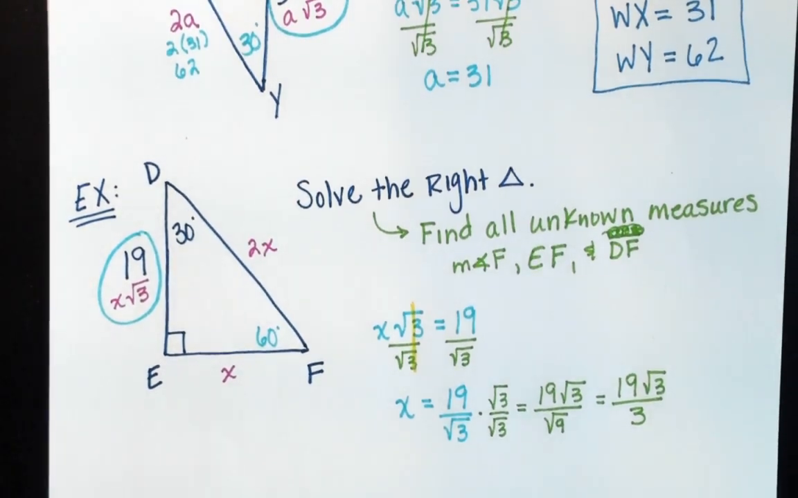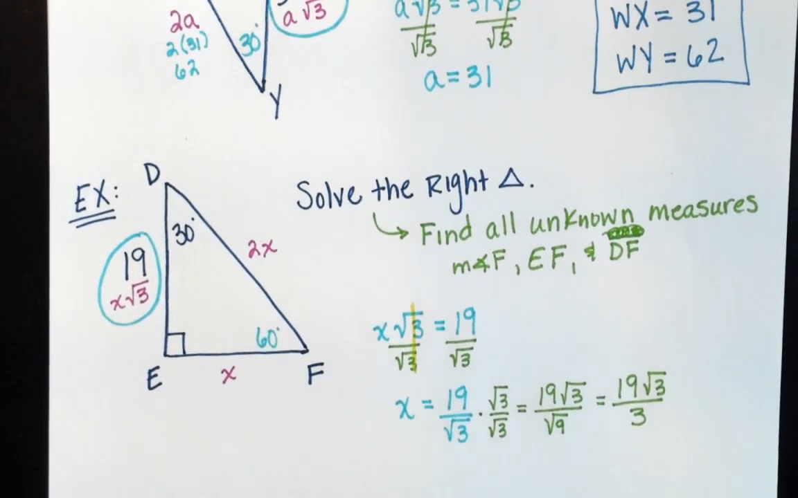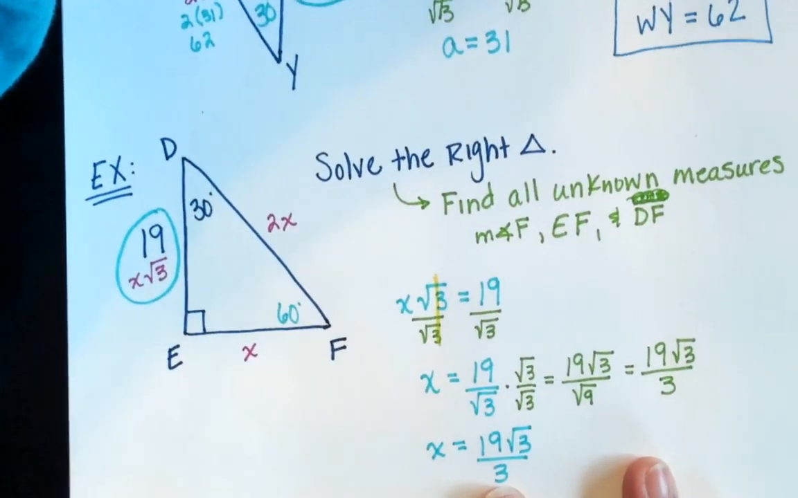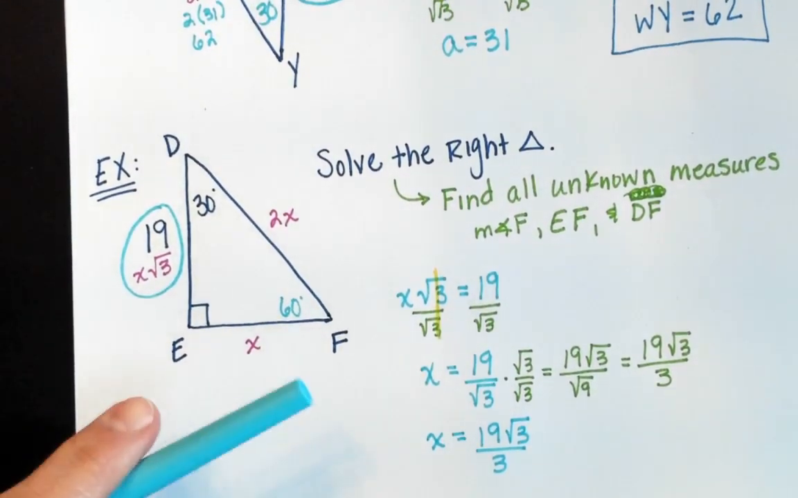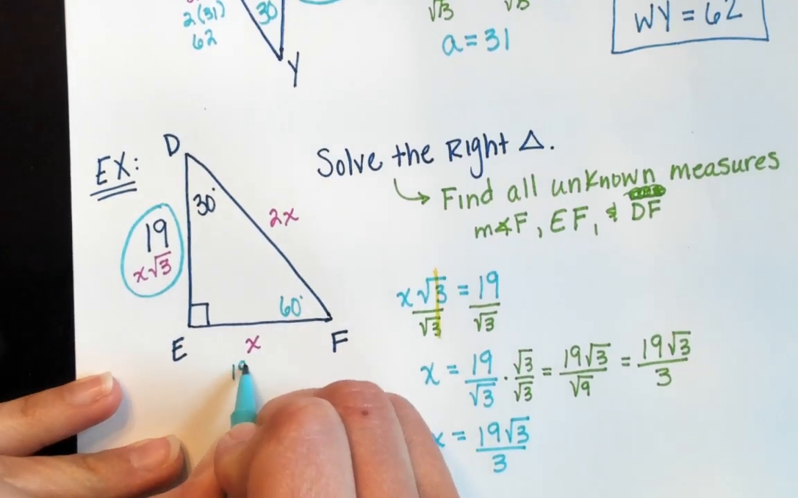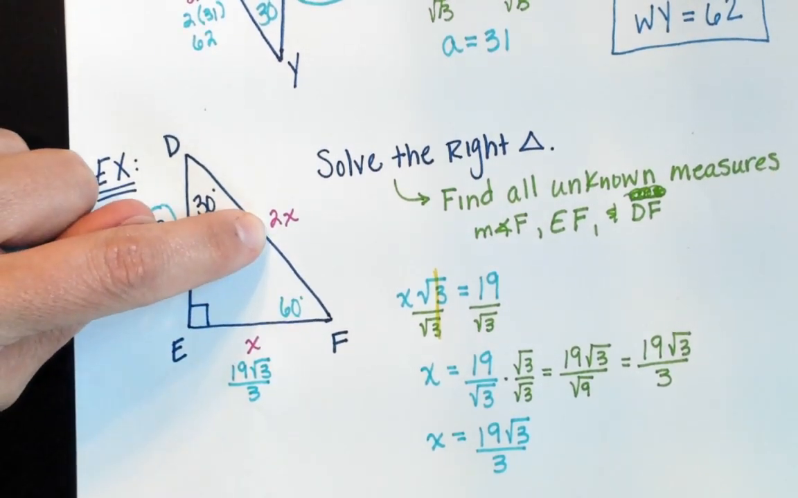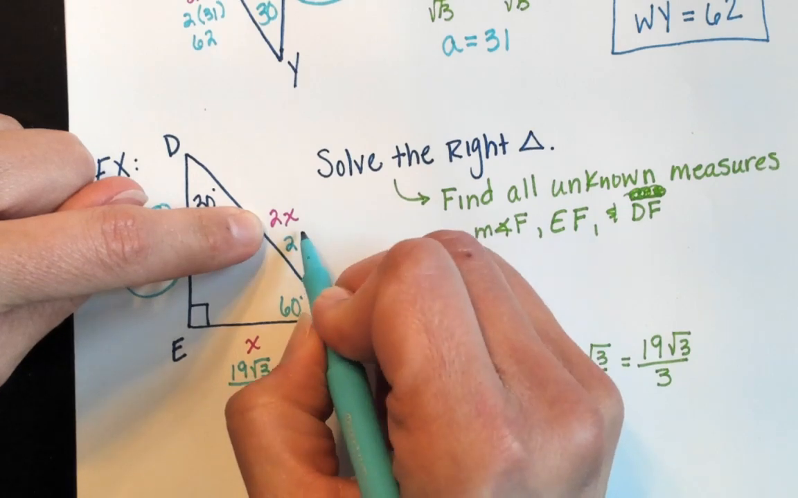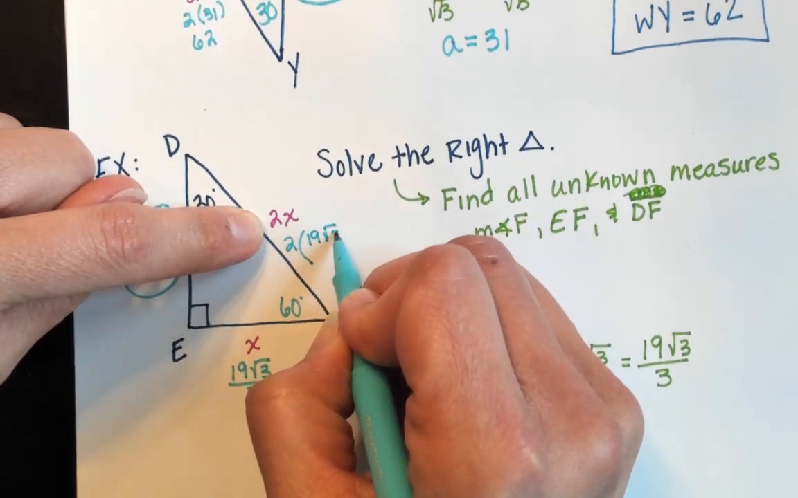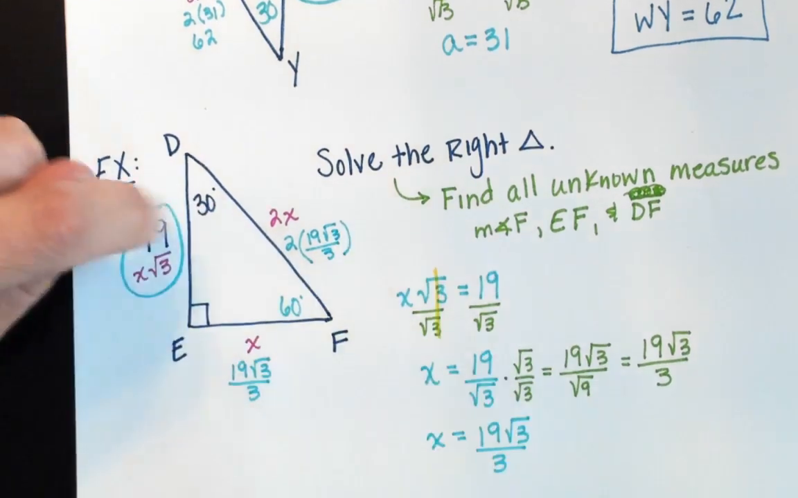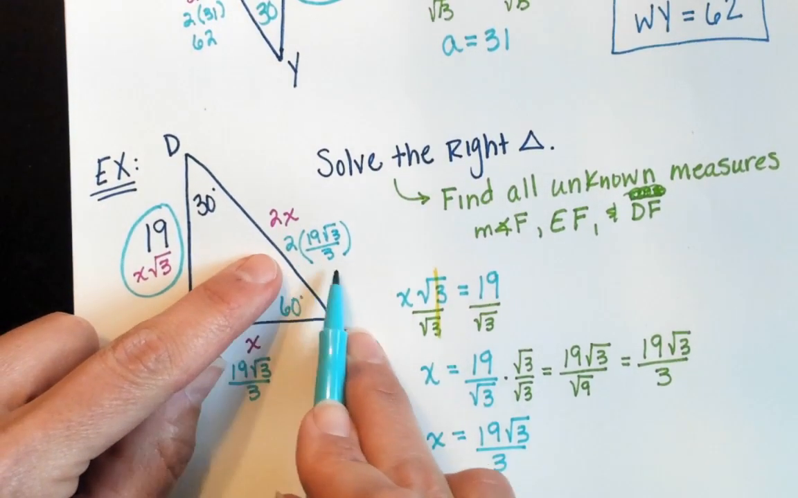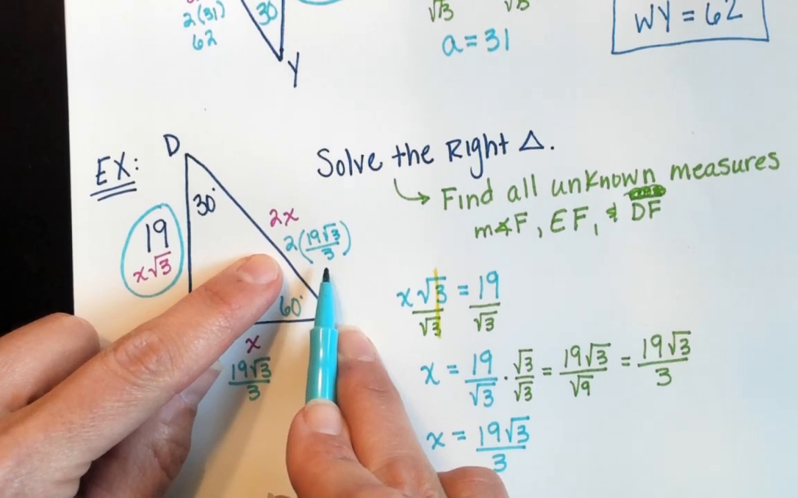Now, what we have to do is we still have to plug X in. So we found out that our formula, 19 radical 3 over 3, is X. We have to plug that back in. So that gets plugged in over here for X, 19 radical 3 over 3, and it gets plugged in over here. 2 times 19 radical 3 over 3. The 2 and the 3 aren't going to cancel.